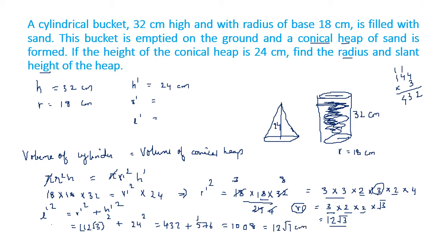So just for the revision, check how to do the prime factorization. We write 1008, 2 into 504, 2 into 252, 2 into 126, 2 into 63, 3, 21, 3 and 7. So you will get 12 root 7 centimeter. That will be the slant height of the conical heap.